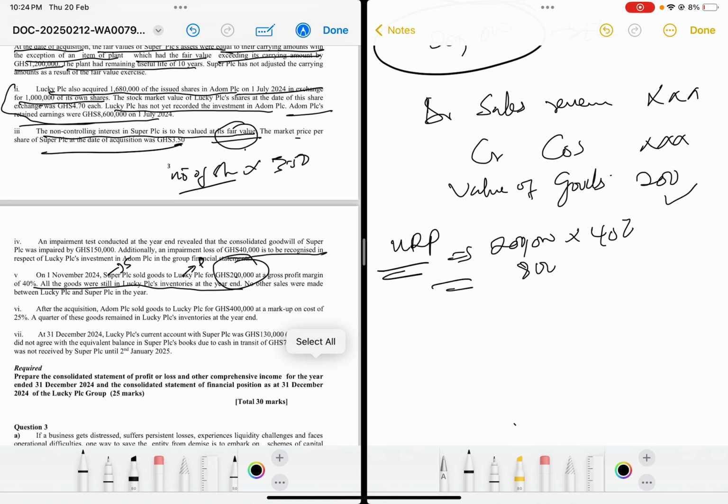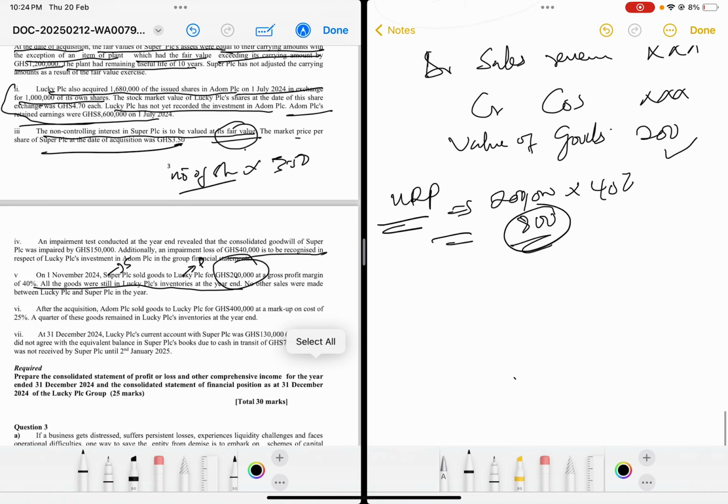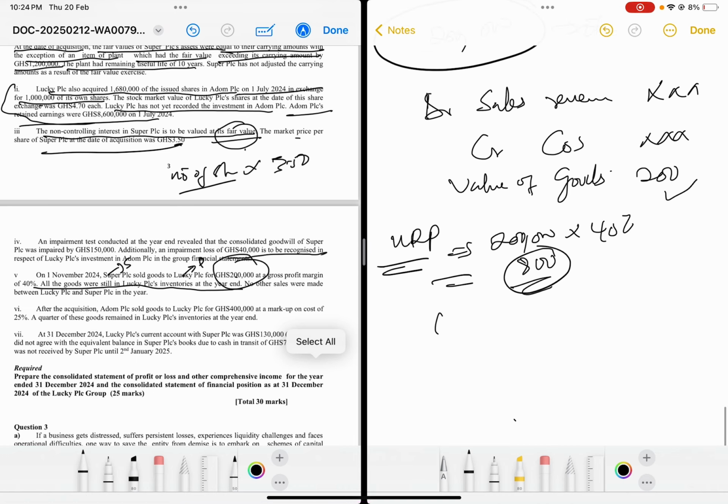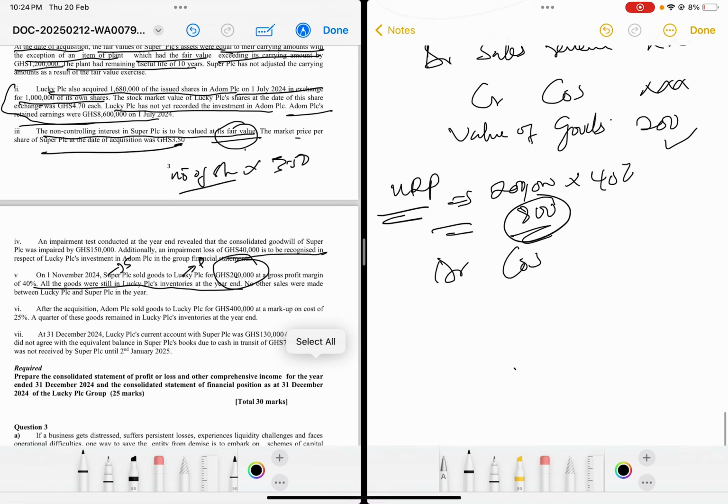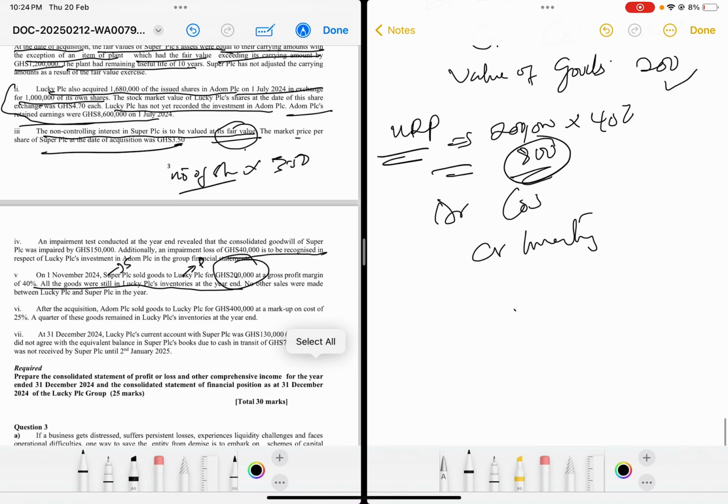800, right? So this 800 is going to be what? Our elimination. So we are also supposed to eliminate this unrealized profit, and we eliminate unrealized profit by what? Debiting our cost of sales, then you credit what? Our inventory. Then you further on go on, right?